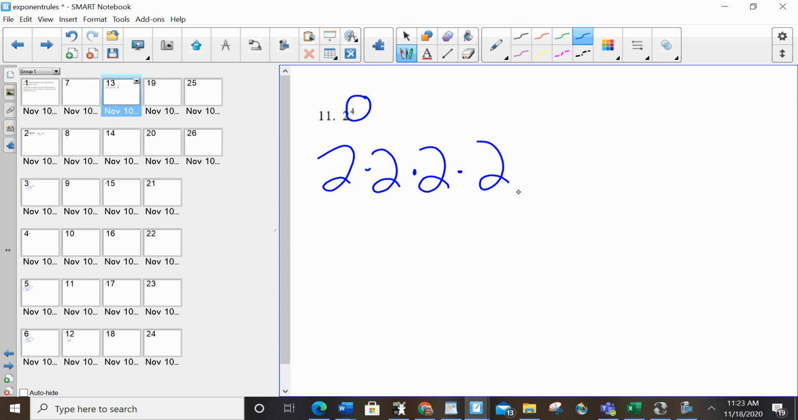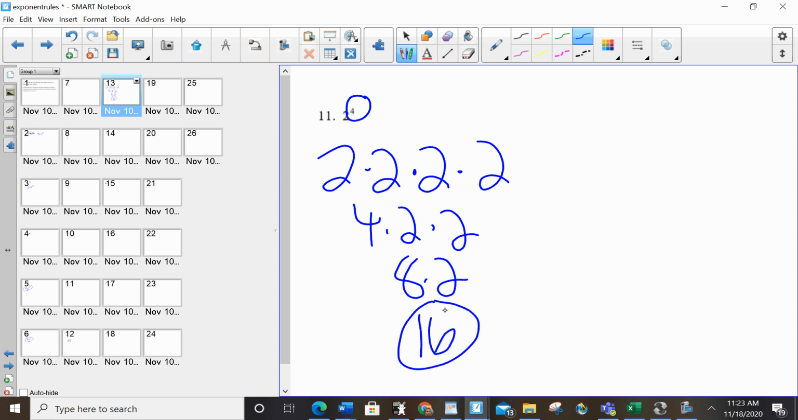2 times 2 is 4. 4 times 2 is 8. 8 times 2 is 16. And no, you don't need to write out the steps. I was just kind of showing you the thought process that was going on. So what an exponent actually means, if you have an integer or a number to a power, you're just multiplying it by itself that many times. I promise you, if you feel like you're bored, then it's about to pick up a little bit.